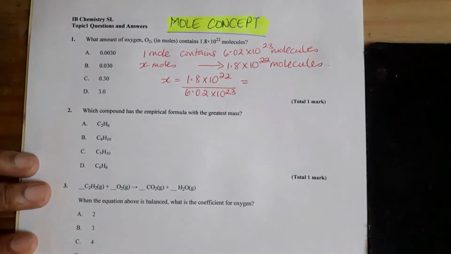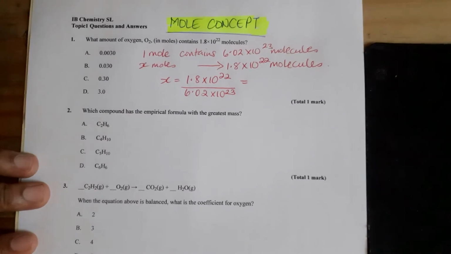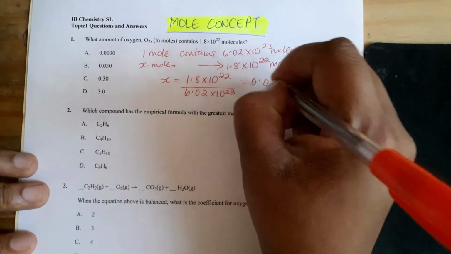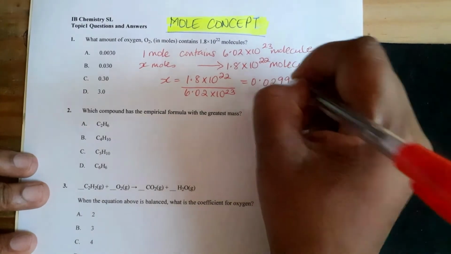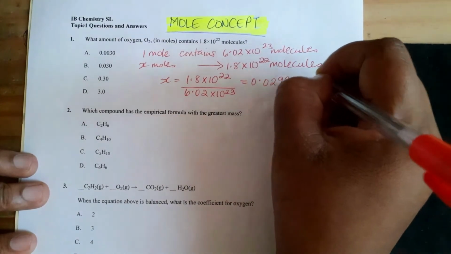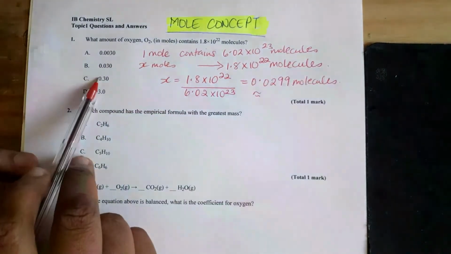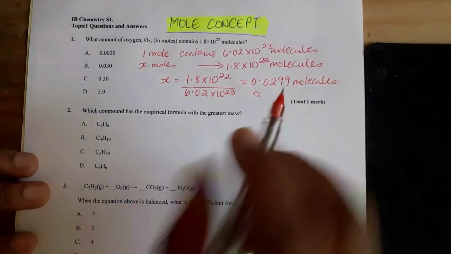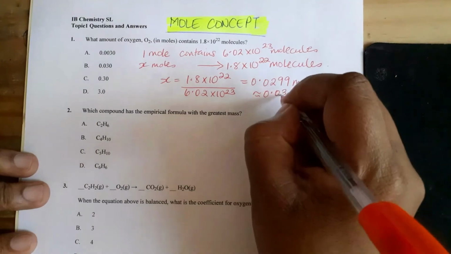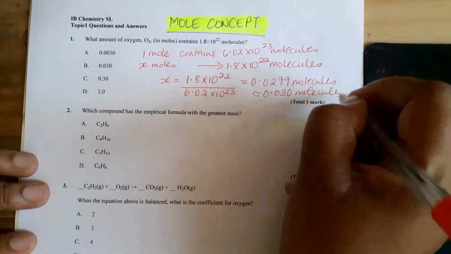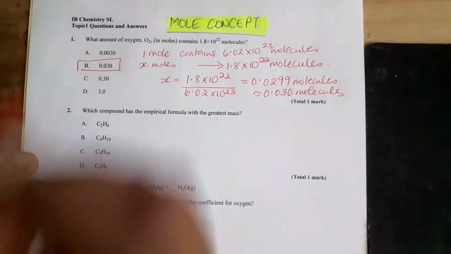Get my calculator out. And that becomes 0.0299, or rounded off to 3 decimal places, that becomes 0.030. And so that answer seems to be B.